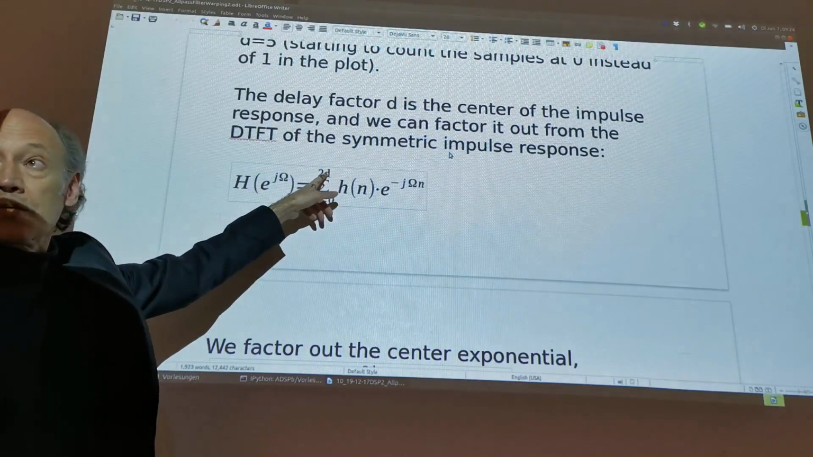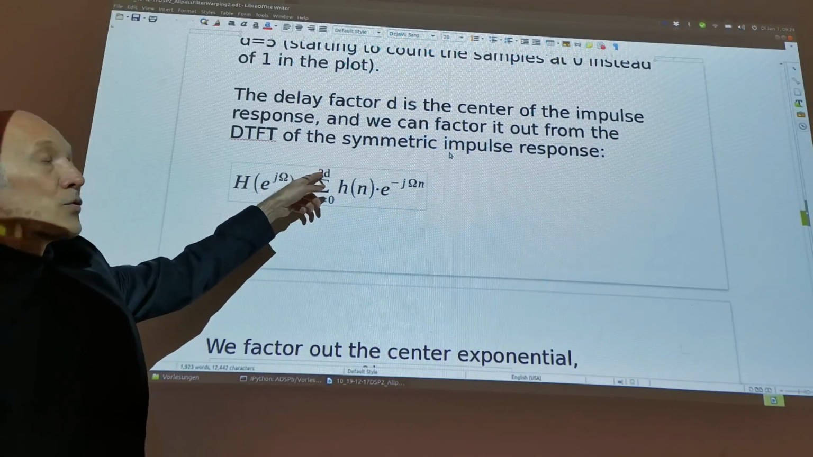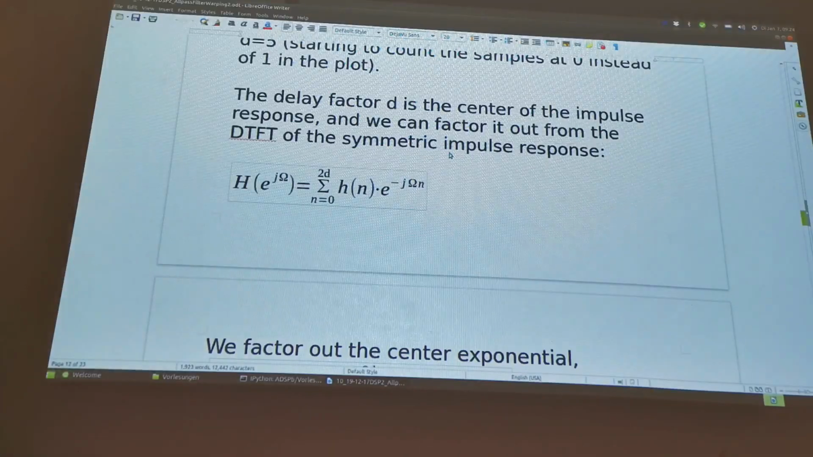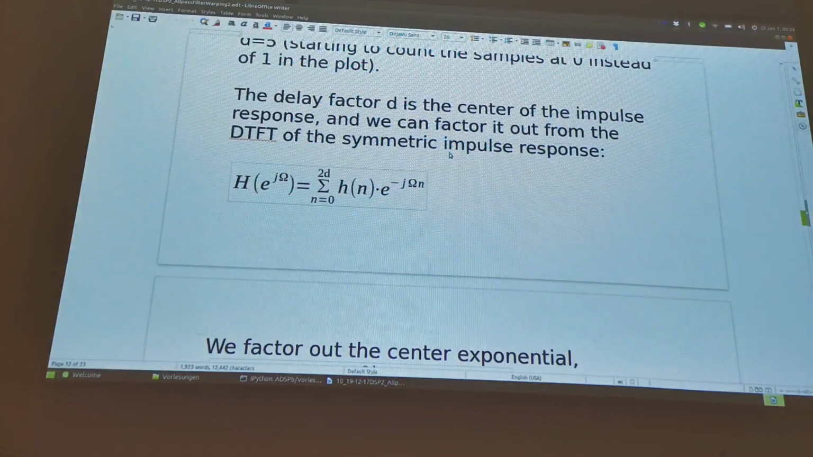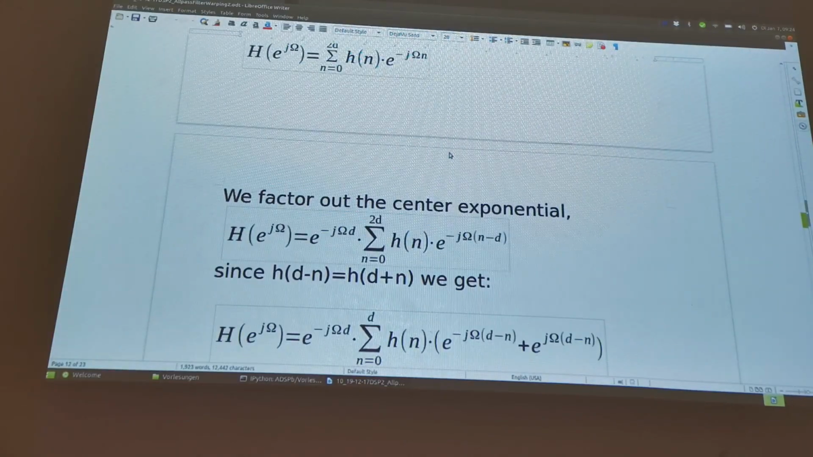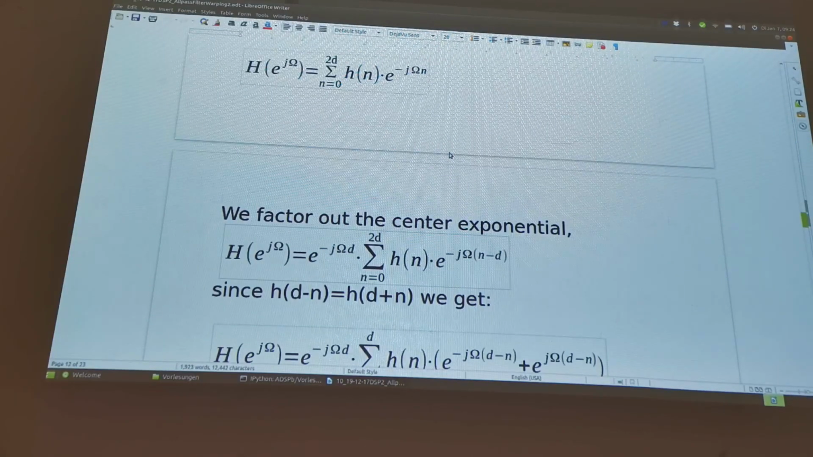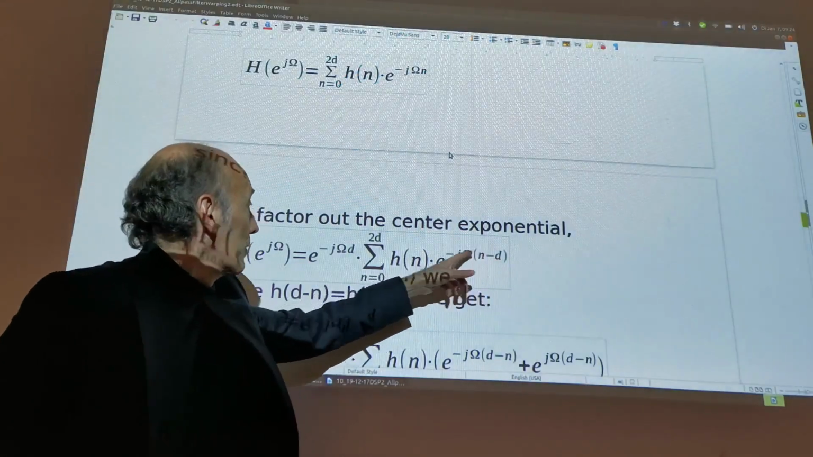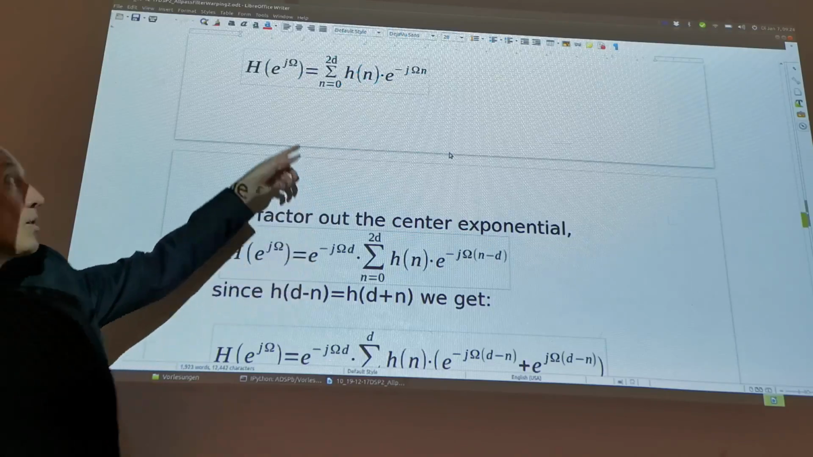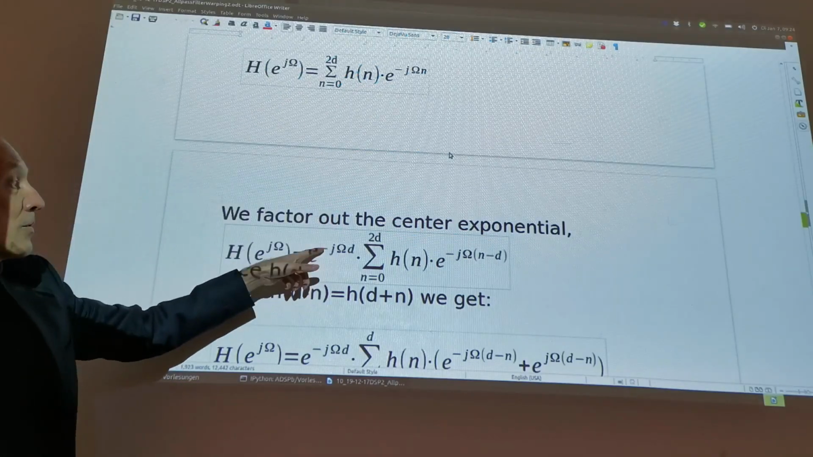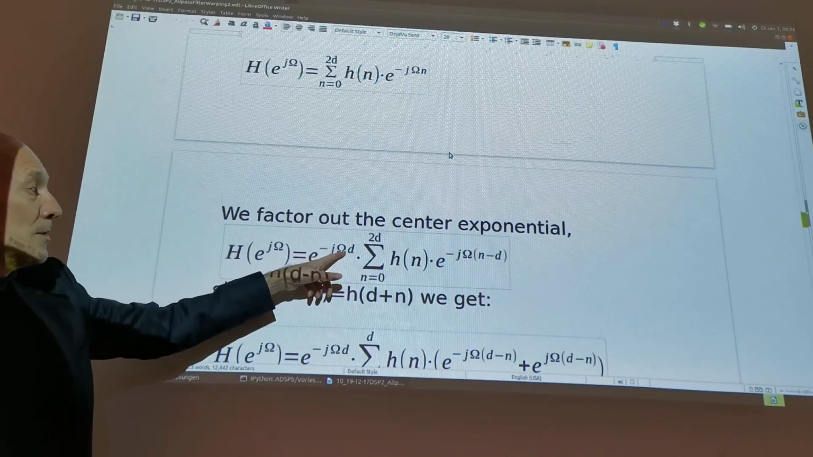D is the center, so the delay, so that's why we have to go to 2D, because we have twice the length of the center. Yeah, so this is the usual DTFT. And then we can factor out the center exponential. So we have e to the minus j omega d. So here you can see it. So now we have factored it out. So same equation as here, just factoring out this e to the minus j omega d.